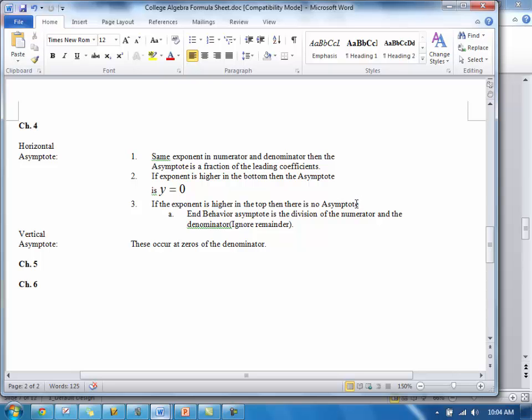And you don't have to worry about this end behavior asymptote yet. I don't know if we'll get to that. But basically, we can also find an oblique asymptote, an asymptote that's not necessarily vertical or horizontal. We'll call that an end behavior asymptote. I'll talk about that if it comes up. And then the vertical asymptotes, like I said, occur at zeros in the denominator.